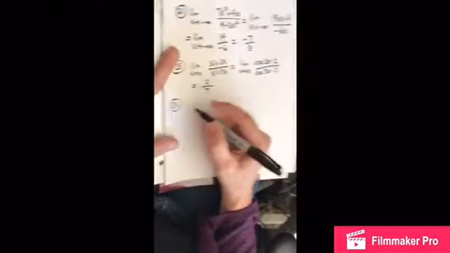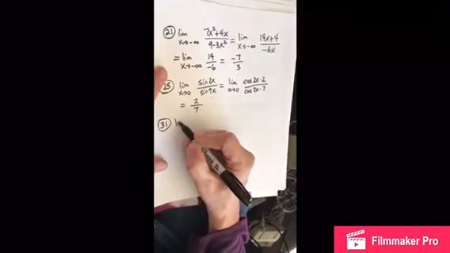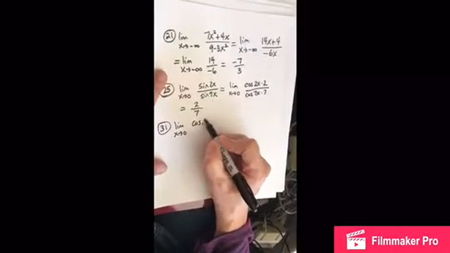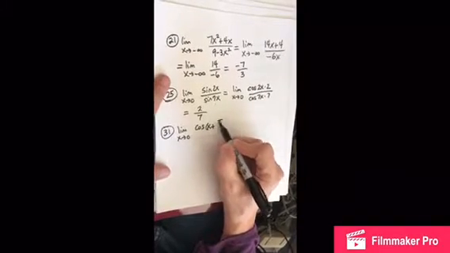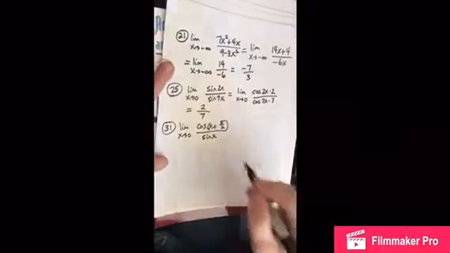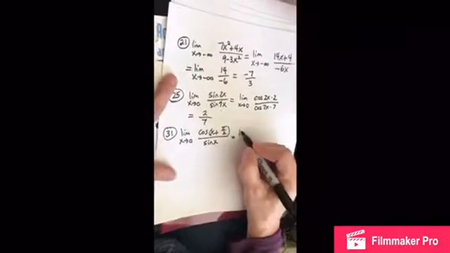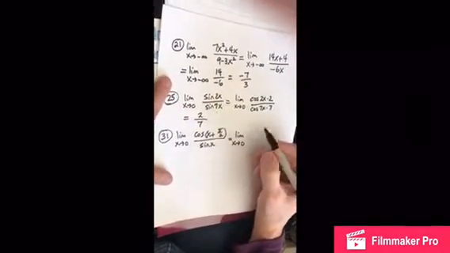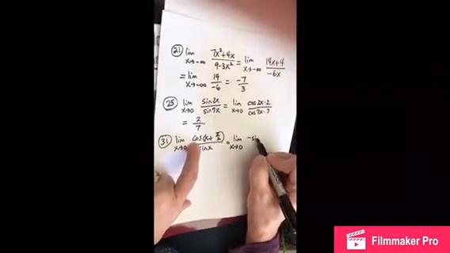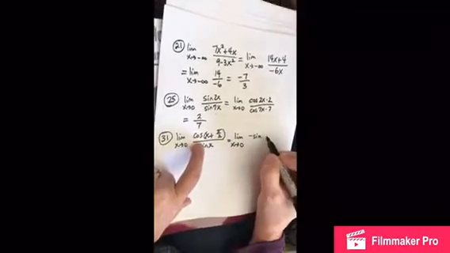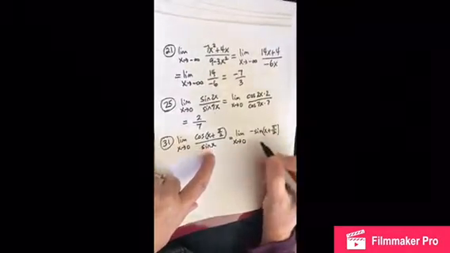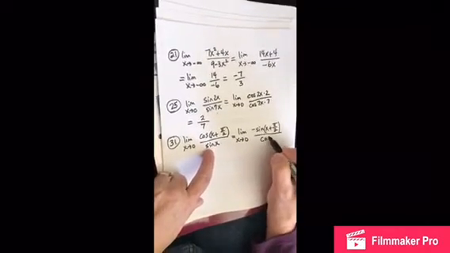Number 31. The limit as x goes to 0 of cosine of x plus pi over 2 over sine of x. 0 over 0. So we'll take the derivative of the numerator and the derivative of the denominator. So the derivative of cosine would be negative sine of that same thing, x plus pi over 2. And then the derivative of the sine is the cosine.